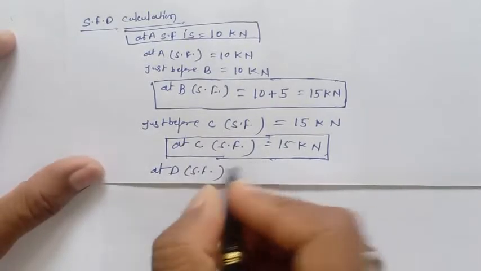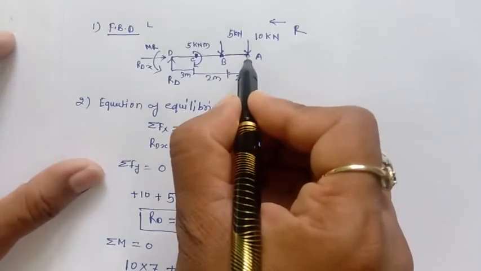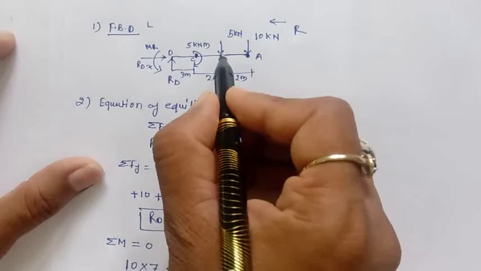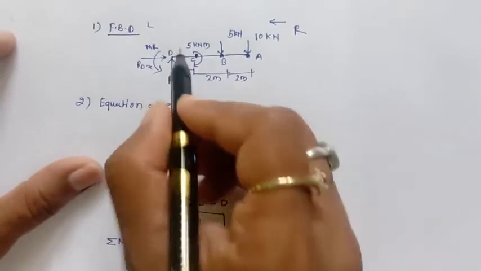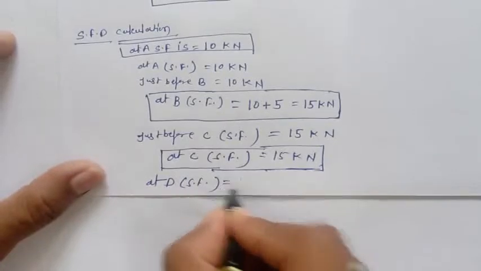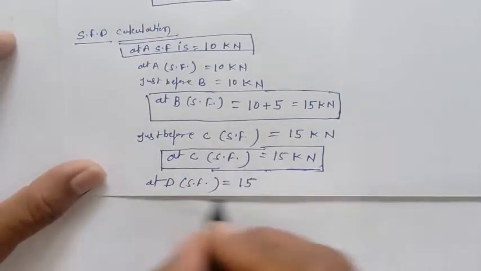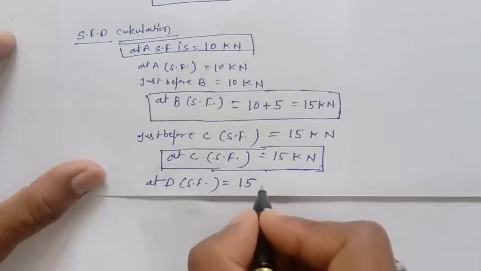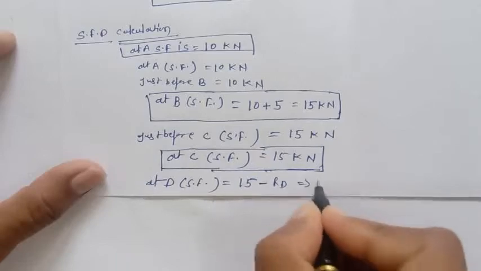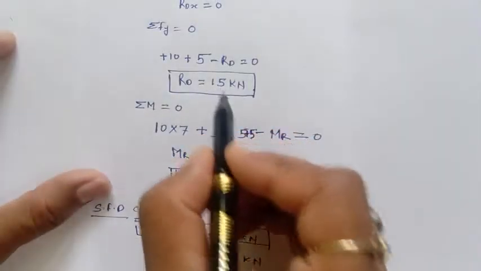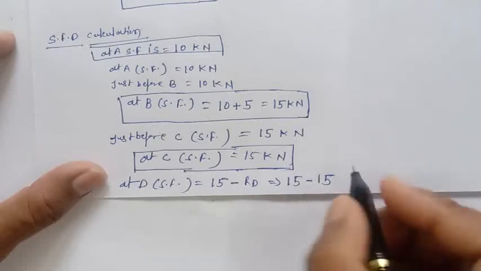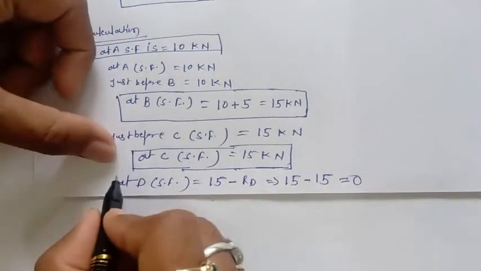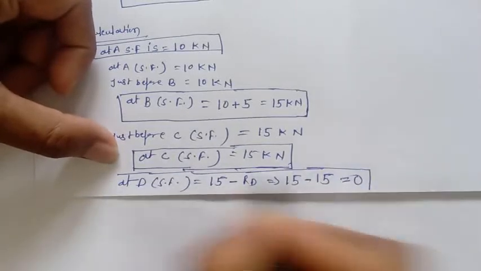Now at D, when we are moving from A to B it's 10, then at B it becomes 15, and it moves constantly because no other vertical forces are there up to D. So only the 15 will be there, which is positive because downward, and at D RD is there, which is upward. So we can write 15 minus RD, which is 15 kilonewton here, because an upward force means the direction is negative, equal to 0. So at D the shear force will be 0.